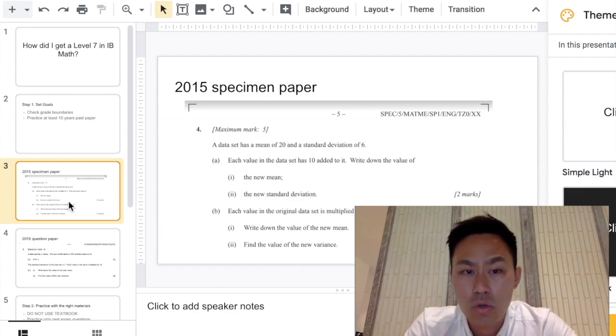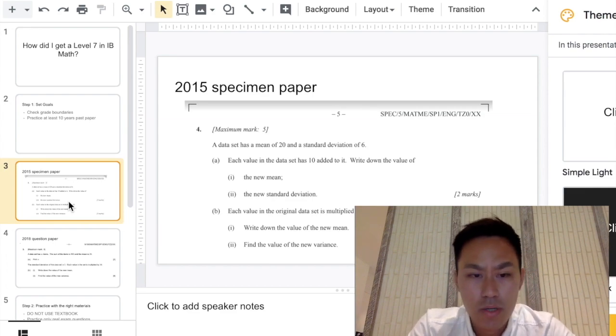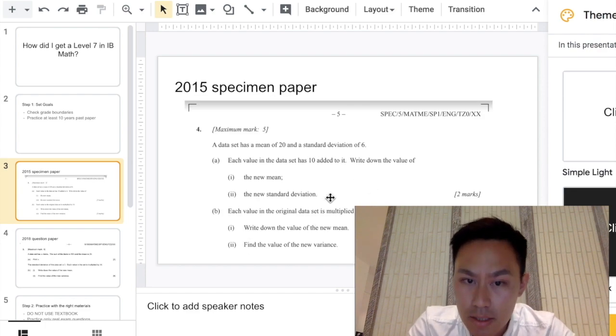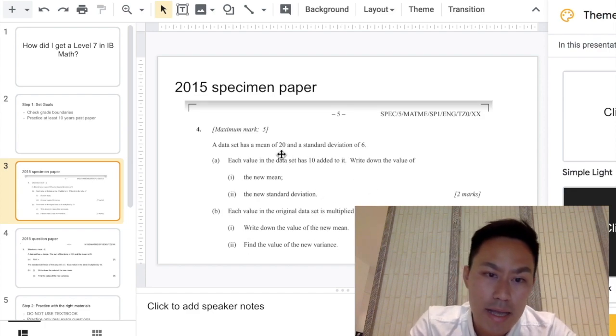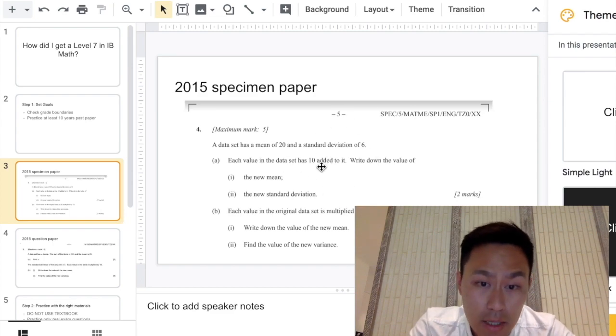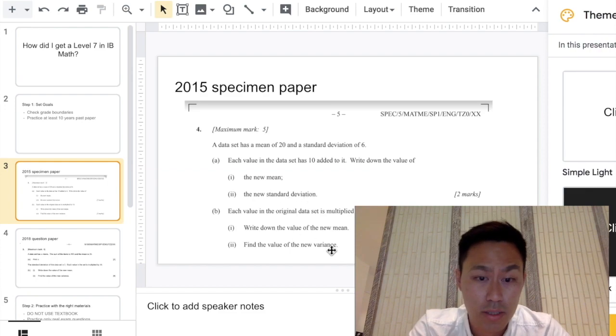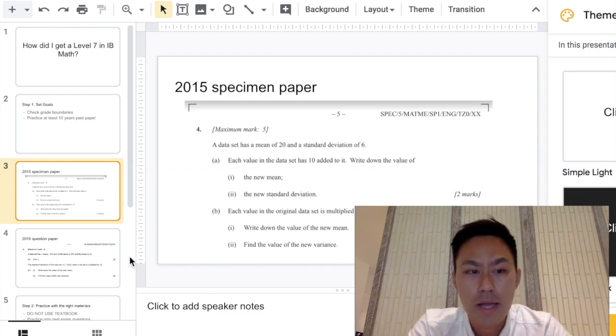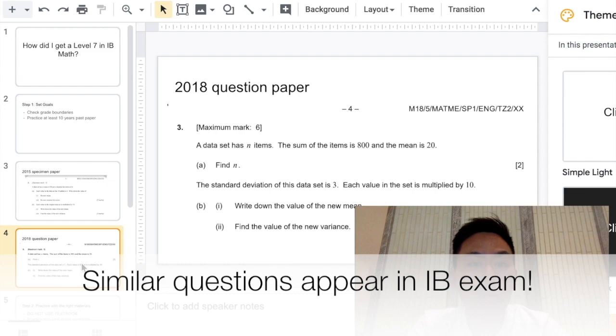For example, the 2015 specimen paper. You can see that this question is about statistics, okay? The question is asking you about the mean and the standard deviation after changing the set of data, right? So what is the new mean, the new standard deviation, and also what is the new variance? Then let us move on to the 2018 question paper.